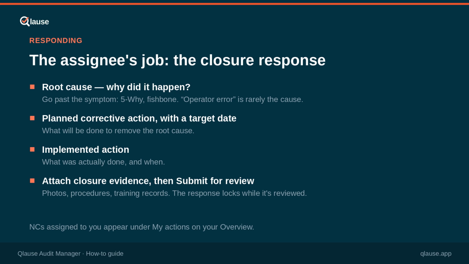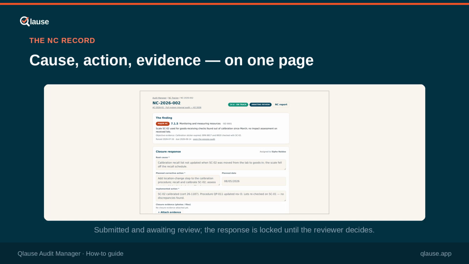Your part is done, for now. And a real NC record. The finding at the top, below it, the closure response. Root cause, planned action with its target date, and the implemented action. Locked and awaiting review, with the reviewer's accept or return block underneath.